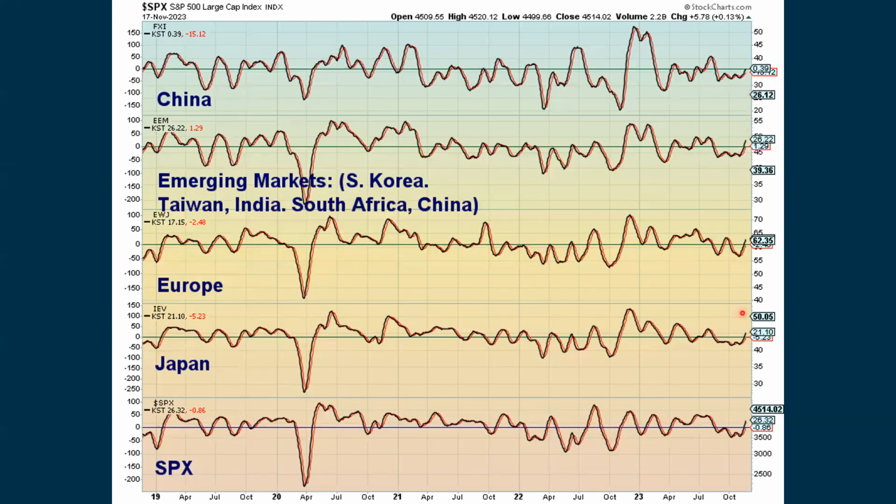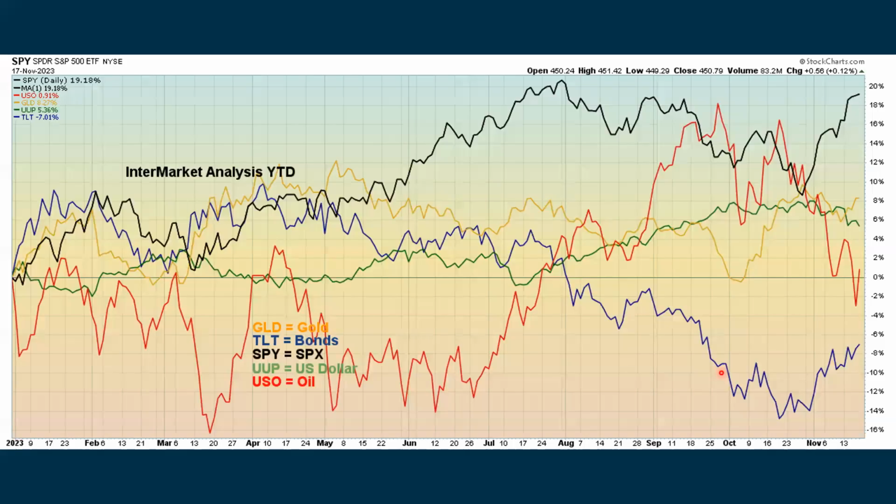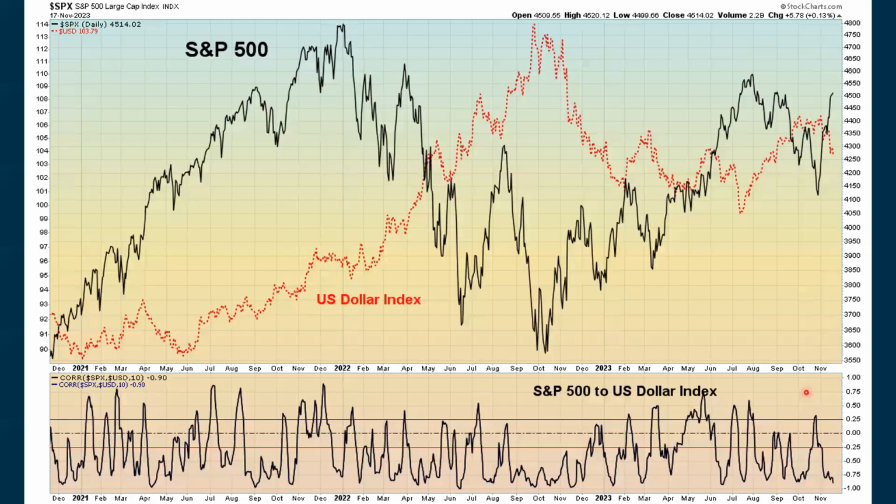And we look internationally, this is using the KST, which is a momentum oscillator, and we're seeing pretty much across the board strength here, especially when you compare the S&P to different countries. Then we look at an intermarket analysis chart going back to the beginning of 2023. Stocks have been performing the best, followed by gold and then the dollar. Oil, which had gone negative, has now dropped back up into the positive side of things. But since the beginning of August, we've been seeing the price of bonds be negative for the year. We also look at some correlations.